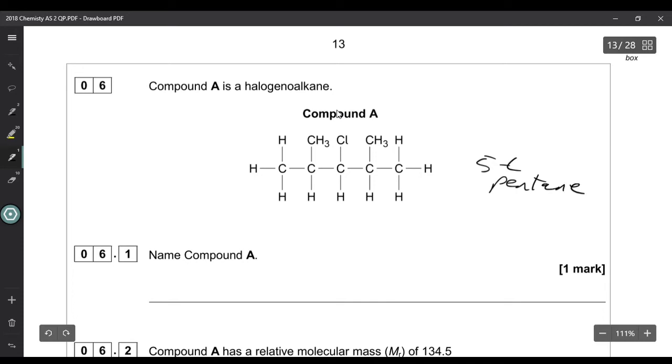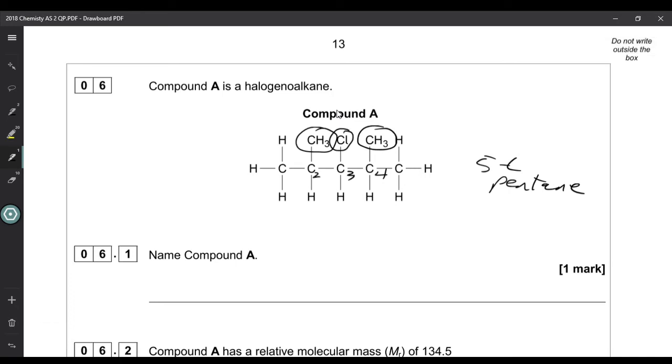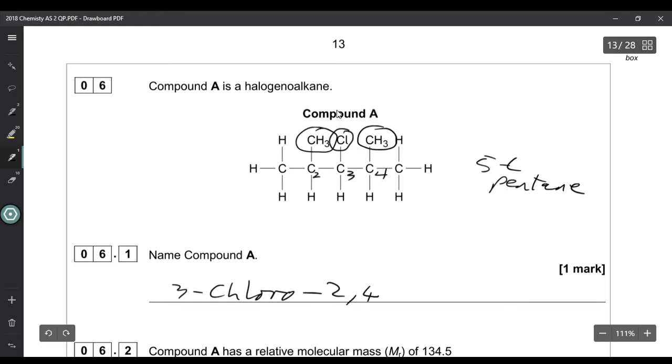Okay, so now we can see that we've got 2 methyl groups on positions 2 and 4, and we have a chlorine at position 3. So the compound is going to be 3-chloro-2,4-dimethylpentane, because we've got the 2 methyl groups.